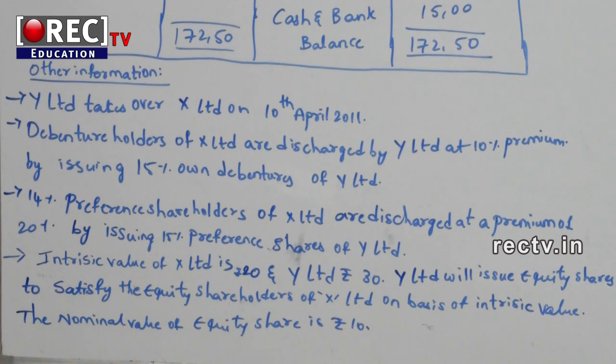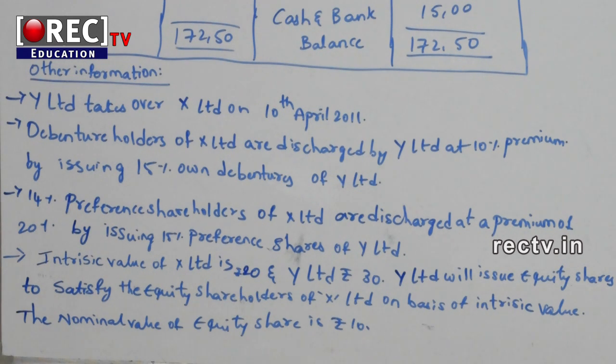So whatever price the purchasing company pays to the selling company's owners is nothing but purchase consideration. This third point is very important in the calculation of purchase consideration. Here they are discharging at a premium of 20%. So if it is 100%, they are discharging at 120%, and the interest rate also they are increasing to 15%.